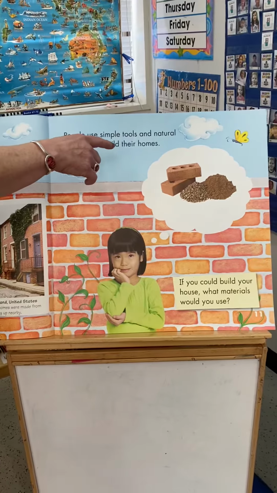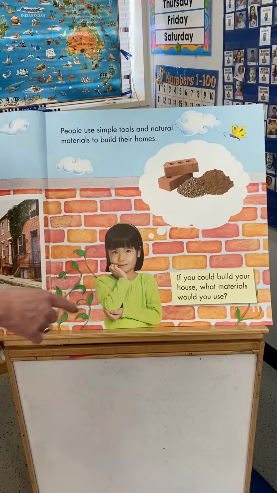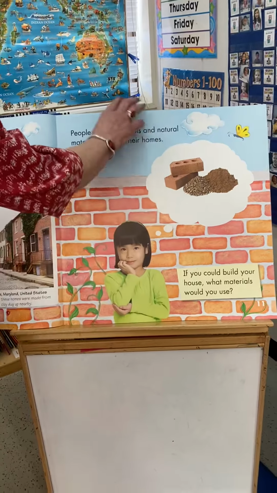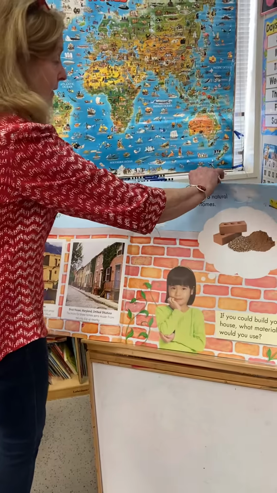People use simple tools and natural materials to build their homes. If you could build your house, what materials would you use? So think about it. Would you use brick? Would you use mud? You gotta think about where you're living.